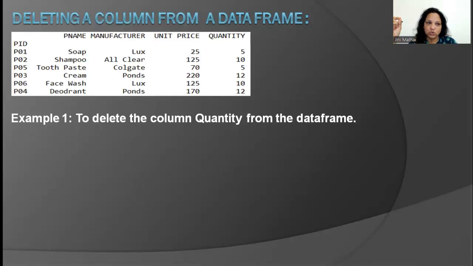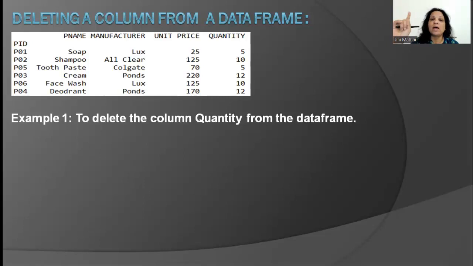Consider a data frame as shown on the screen here, and I'm assuming the name of my data frame is product. The column names are P name, manufacturer, unit price, and quantity. And the row index is the PID, which is P01, P02, P05, 3, 6, and 4. So my first question here is to delete the column quantity from the data frame. So we're talking about deleting a column.